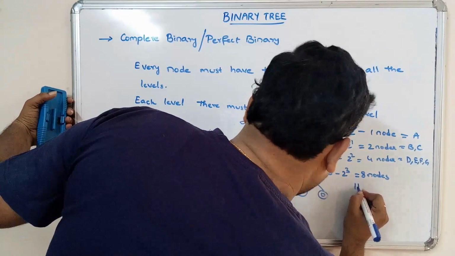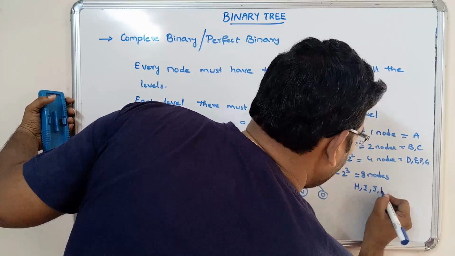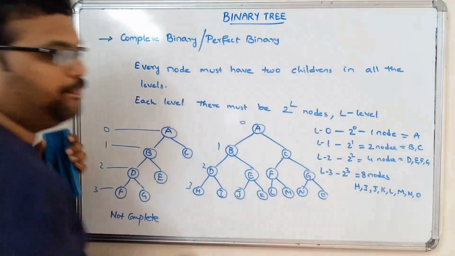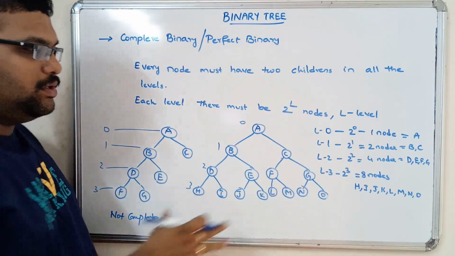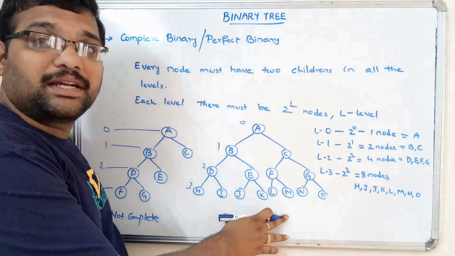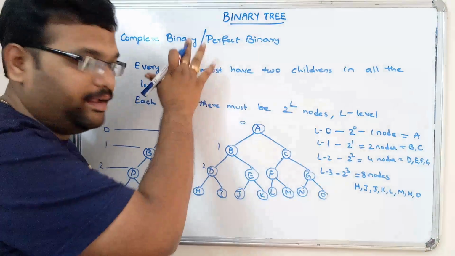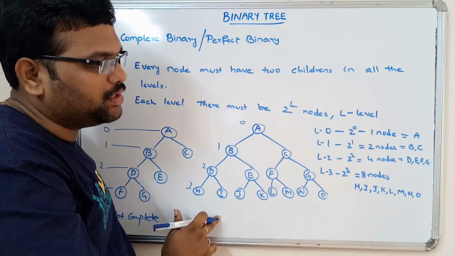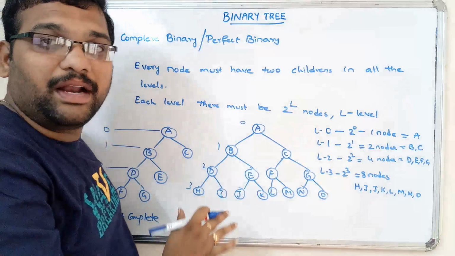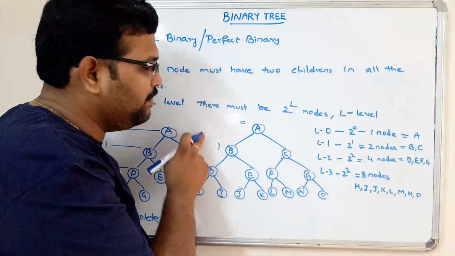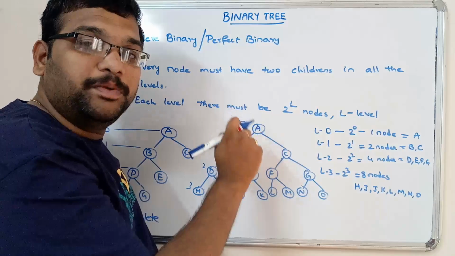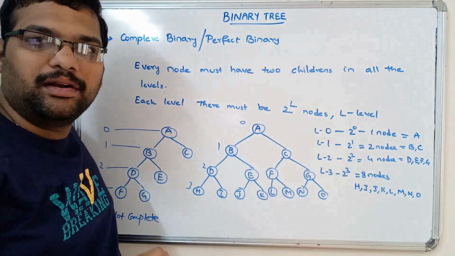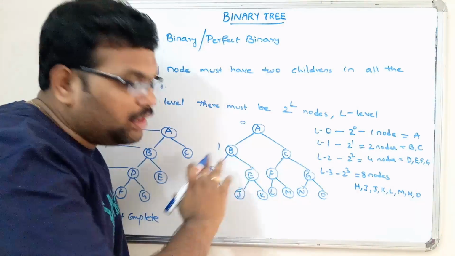Those are H, I, J, K, L, M, N, and O. See, if you observe this one, this tree satisfies the definition of the complete binary tree. Every level should have an equal number of nodes, I mean, 2 power L nodes. For every level L, there must be 2 power L nodes. So every node must have 2 children, and it completes in all the levels.